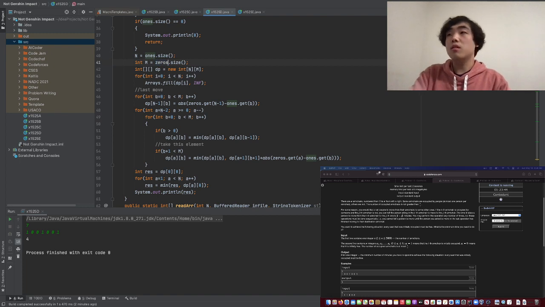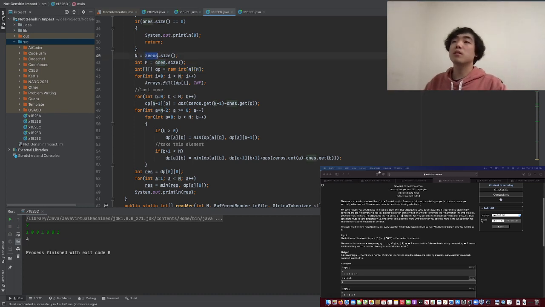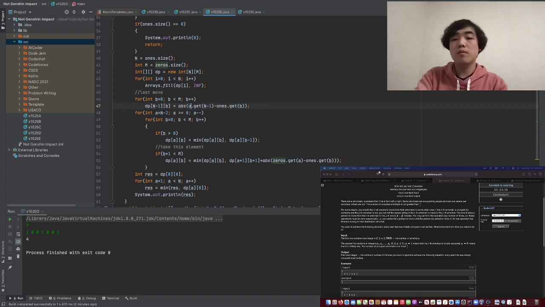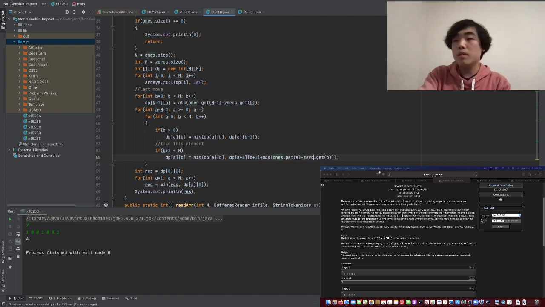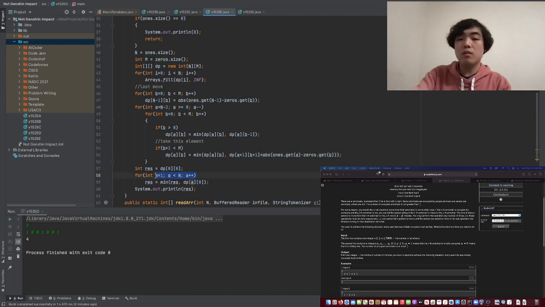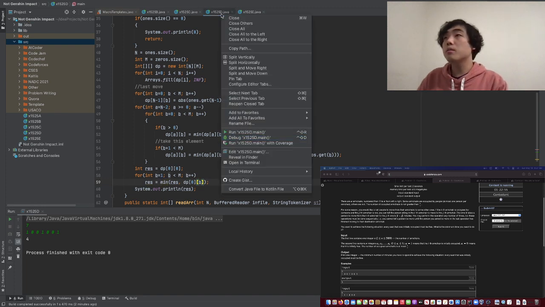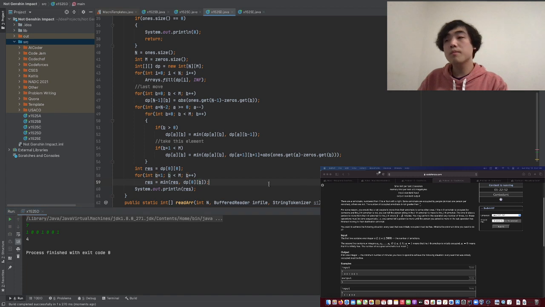Okay, let's do n's as 1's and m's as 0's. So this should mean we do... Yeah, we want 1's by 0's. Or I guess, wait, hold on. That's confusing. Yeah, 1's by 0's. And then we do absolute value.get. This is like the last element that we match with, and we match with any arbitrary zero. Ones, minus zeros. And so it's like, this should be, we start on the first one and we can start matching at any possible zero. No, still wrong.